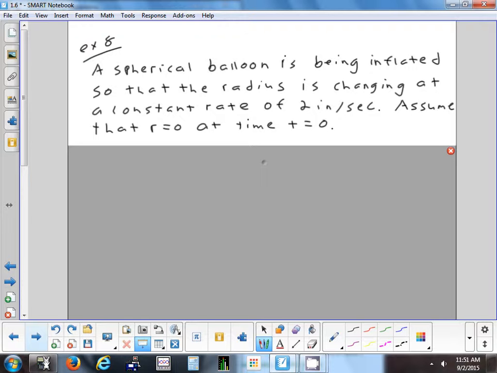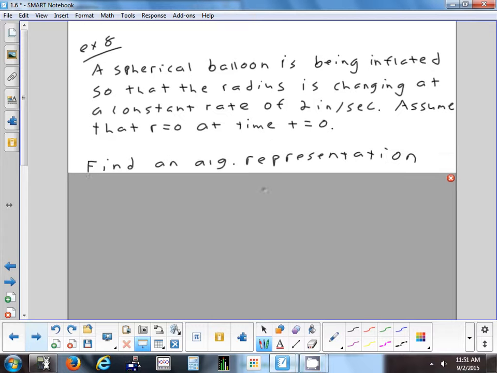Just to simplify it, we'll assume that before we started blowing up the balloon, it had a radius of 0. Okay? Technically, that doesn't make sense, because if it had a radius of 0, it doesn't exist. Right? But it simplifies our problem.